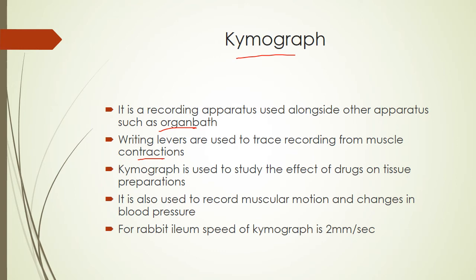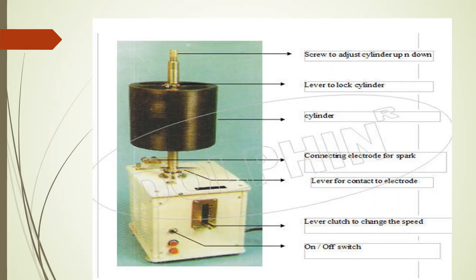It is also used to record muscular motions and changes in blood pressure. For rabbit ileum, the speed of the kymograph is about 2 millimeter per second. This is what a kymograph looks like.